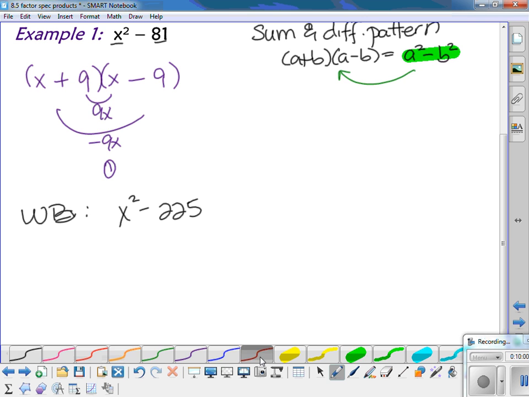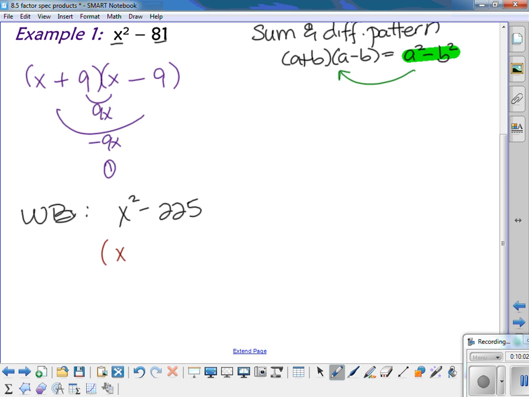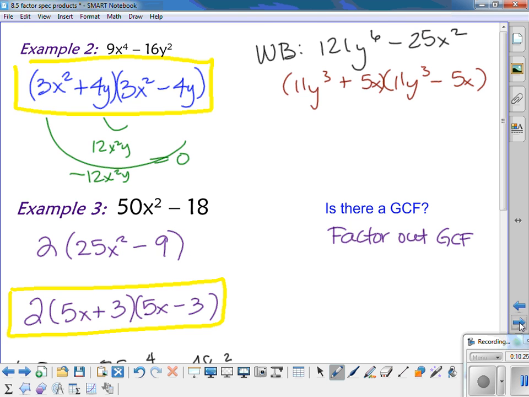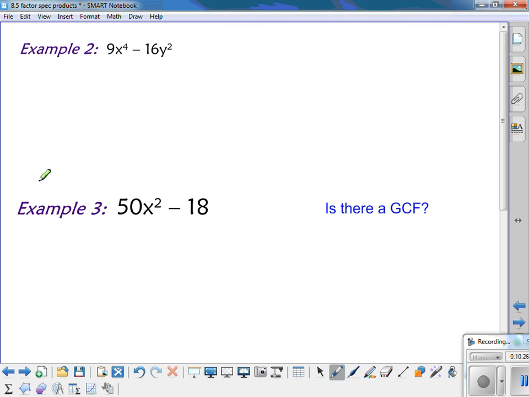All right, so we have the difference of squares. What's the square root of 225? 15. So they're both going to have x and 15. But because it's the difference of squares, I have different signs. One's a plus, one's a minus. Practice. Or here's another, oh, I didn't clear that page off. Yikes. Okay, there we go.